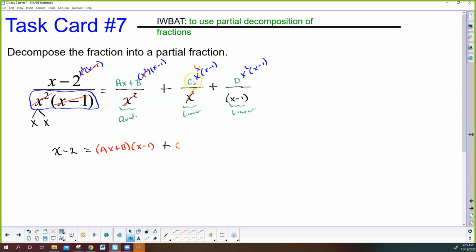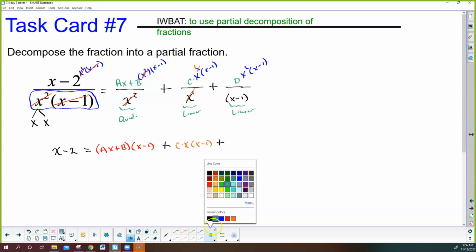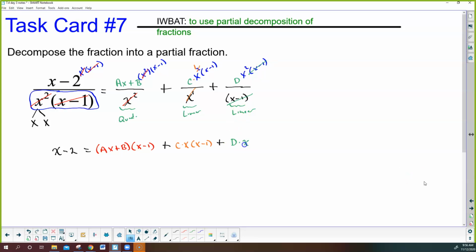So then what do I have? I have c times one of the x's times x minus 1. All right. And then over here, we've got the x minus 1 goes away. So then I have d times x squared. So now this can be kind of confusing. So we want to just use and rely on our algebra skills. We're going to expand out, and that's why I did them in separate colors.